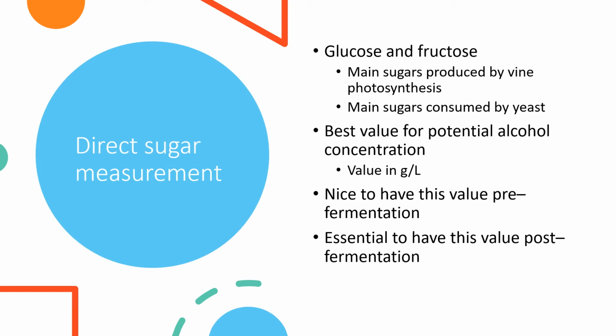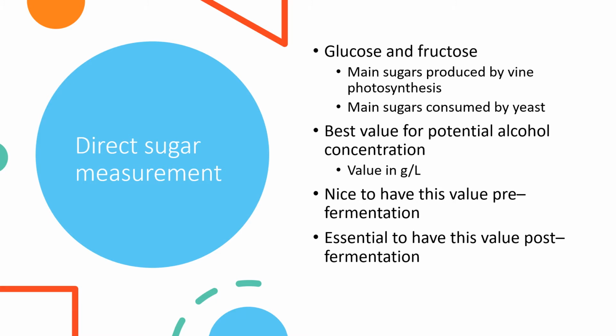The best way to look at your sugars in juice is actually direct sugar measurement, because none of those methods that I mentioned earlier actually measure sugar concentration. What they are doing is taking a look at density, and then we can infer the sugar concentration based on that, but none of them are actually measuring sugar. So direct sugar measurements take a look at glucose and fructose concentration, which are the main sugars in the grape produced by vine photosynthesis. And they're also the main sugars that are going to be consumed by our yeast and converted into alcohol.